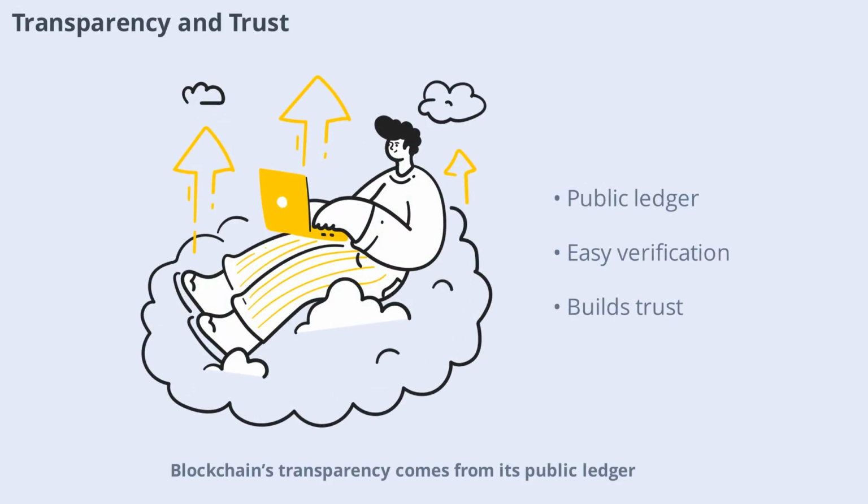Blockchain's transparency comes from its public ledger. Anyone can view the entire history of transactions, making it easy to verify information. This openness builds trust among users, as there's no hidden manipulation or secret changes. Transparency is one of the reasons blockchain is being adopted in areas like voting systems, charity donations, and public records, where trust is paramount.